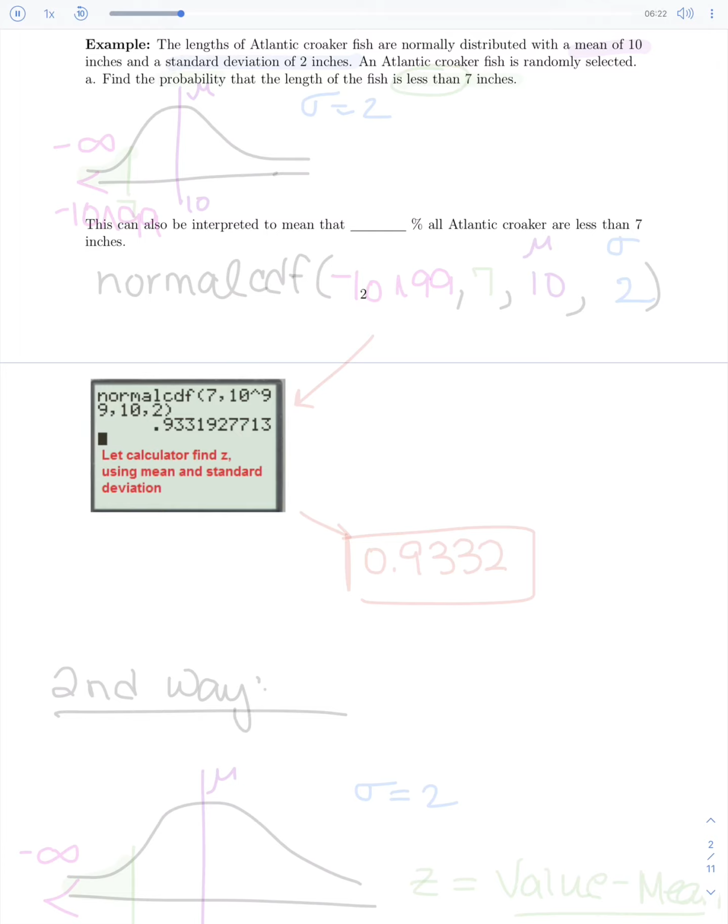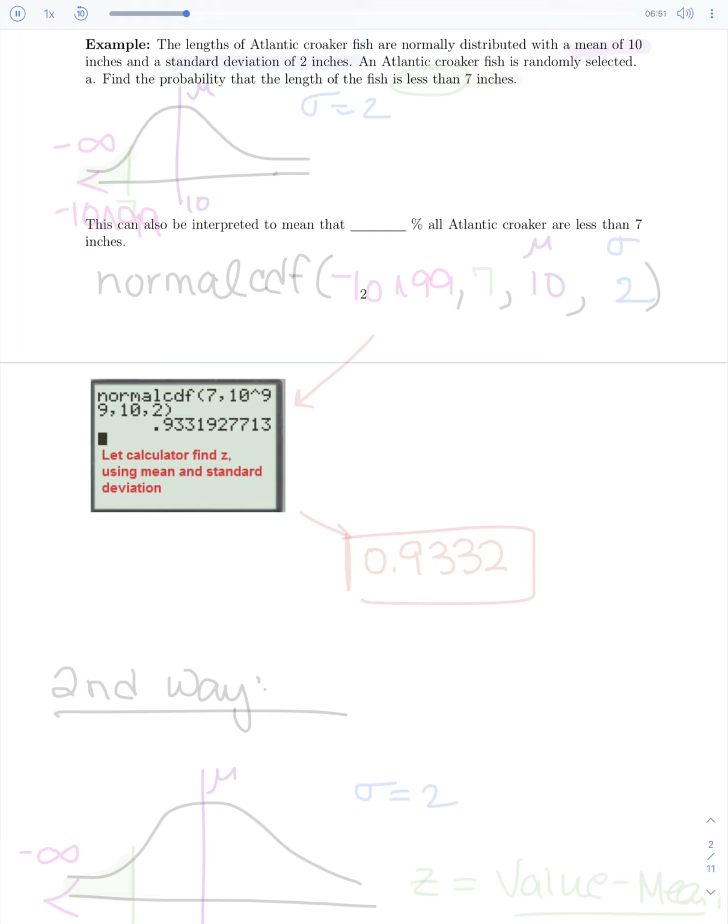Except instead of just having the start and stop, we've also got to give the mean and the standard deviation. And again, these two extra pieces of information, the mean and the standard deviation, only need to be given if we don't have z's. We've just got ordinary data. So let's take a look at another example.